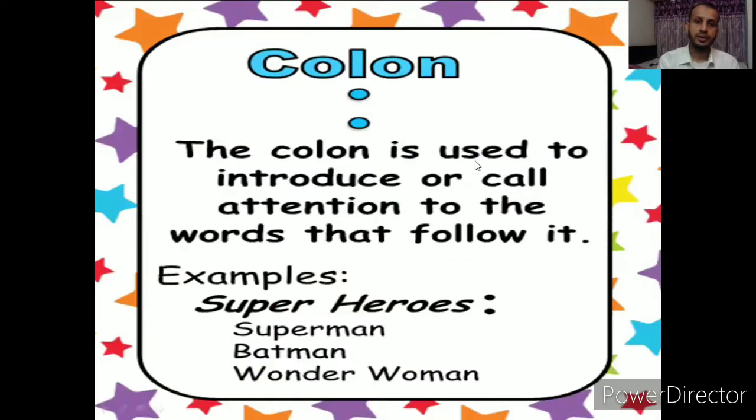The colon is used to introduce or call attention to the words that follow it. I repeat, the colon is used to introduce or call attention to the words that follow it. Example, superheroes: there are different kinds of superheroes. These are, for example, Superman, Batman, Wonder Woman. So, for this reason, we shall use a colon.